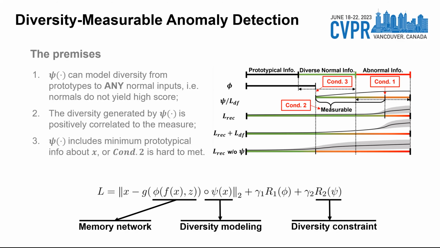The corresponding optimization of diversity modeling has three objectives according to the formulation. Firstly, psi models diversity from prototypes to any normal inputs that do not yield high scores. Secondly, the diversity generated by psi is positively correlated to the measurement. Finally, as a supplement, psi should include minimal prototypical information.